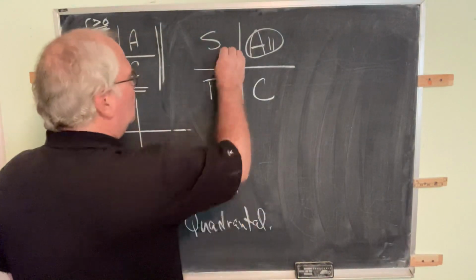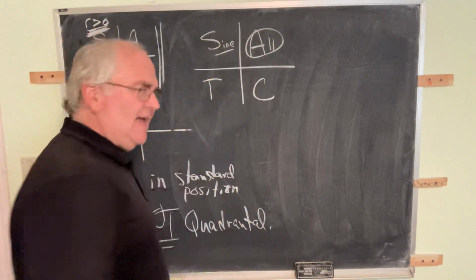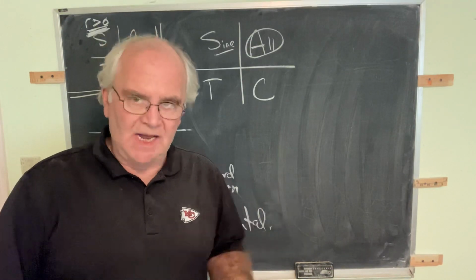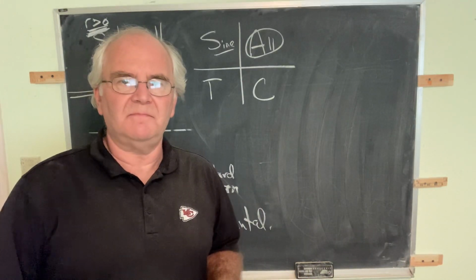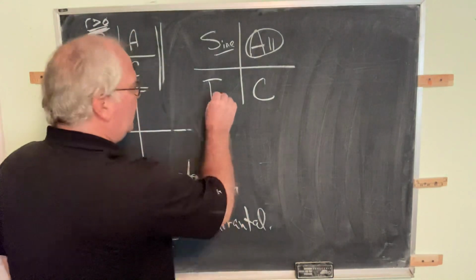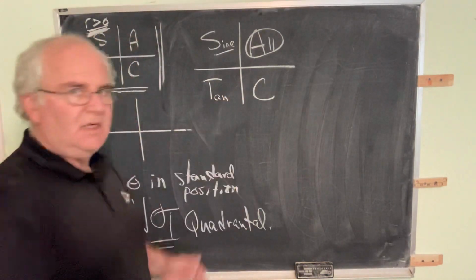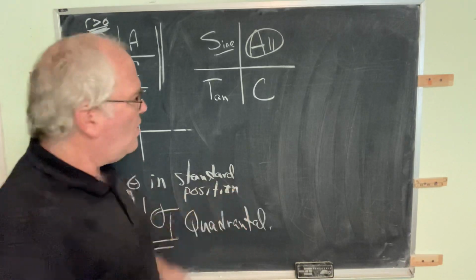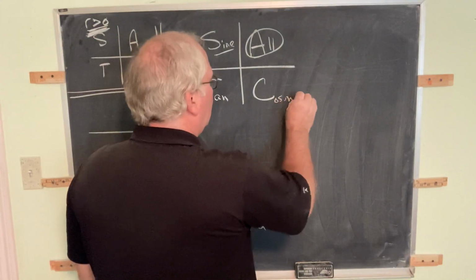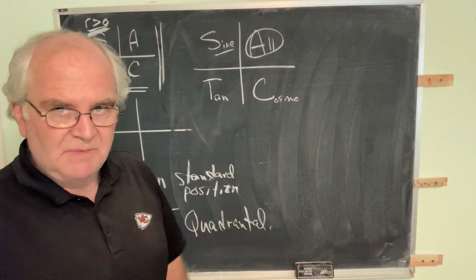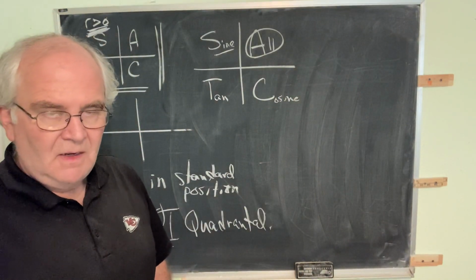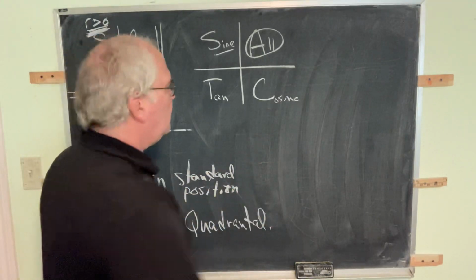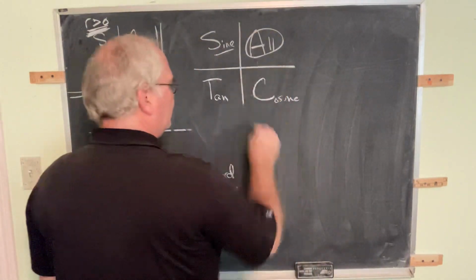In quadrant 2, sine is positive. In quadrant 3, tangent is positive. And in quadrant 4, cosine is positive. The memory device that every student learns, you might as well join the club.